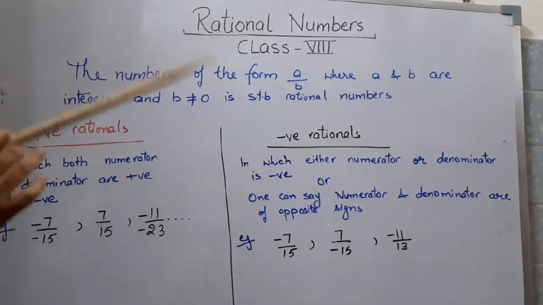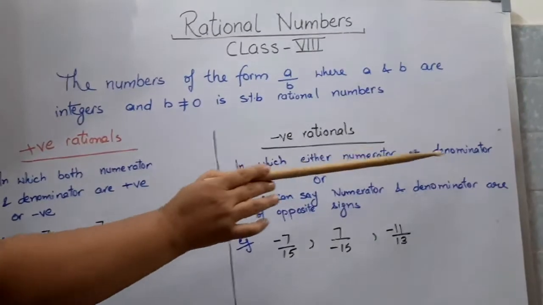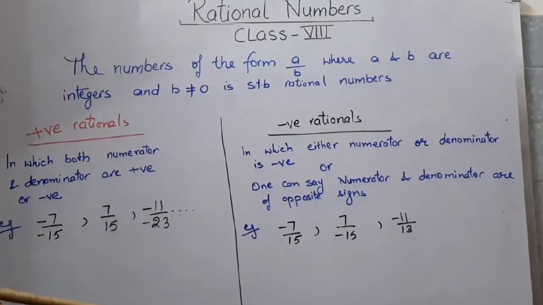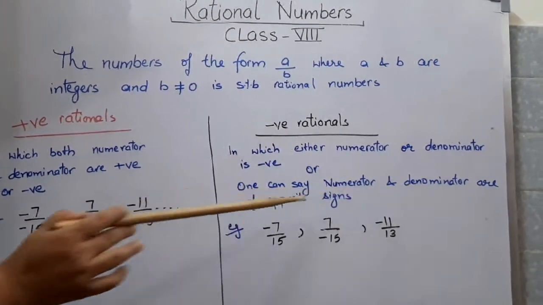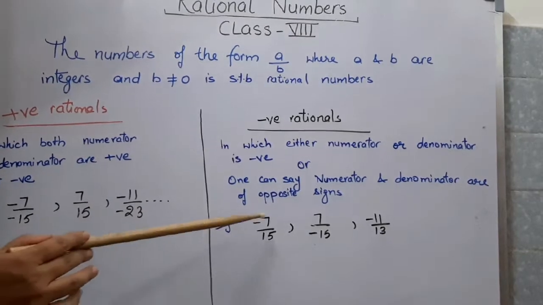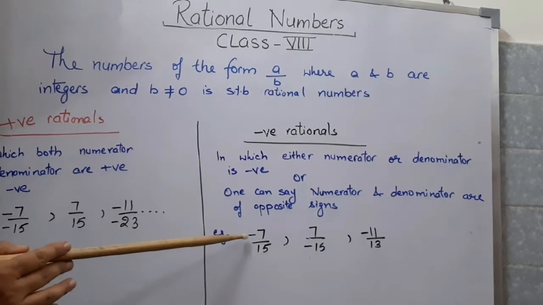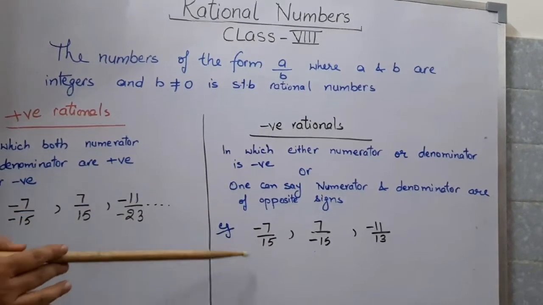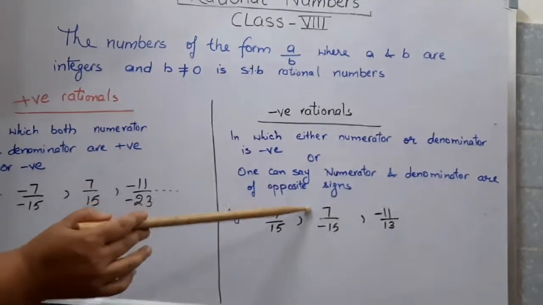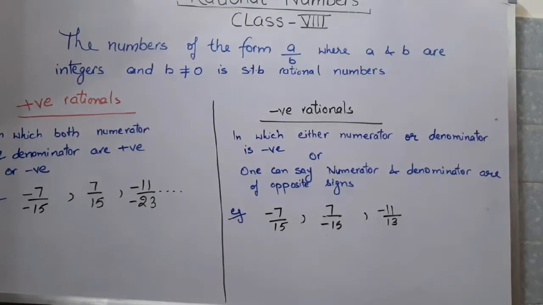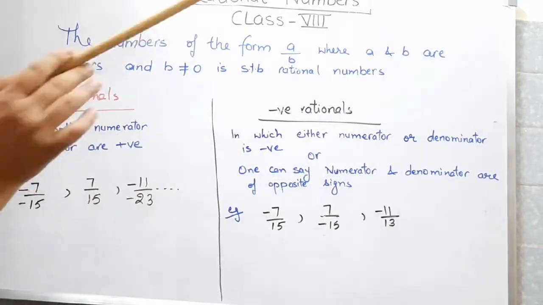On the other side, when we look at a negative rational number, either the numerator or the denominator is negative. Or one can say the numerator and denominator are of opposite sign. Let's have a look. Minus 7 by 15: in this, the numerator is negative but the denominator is positive. And when we look at 7 upon minus 15, in this example our numerator is positive whereas the denominator is negative.